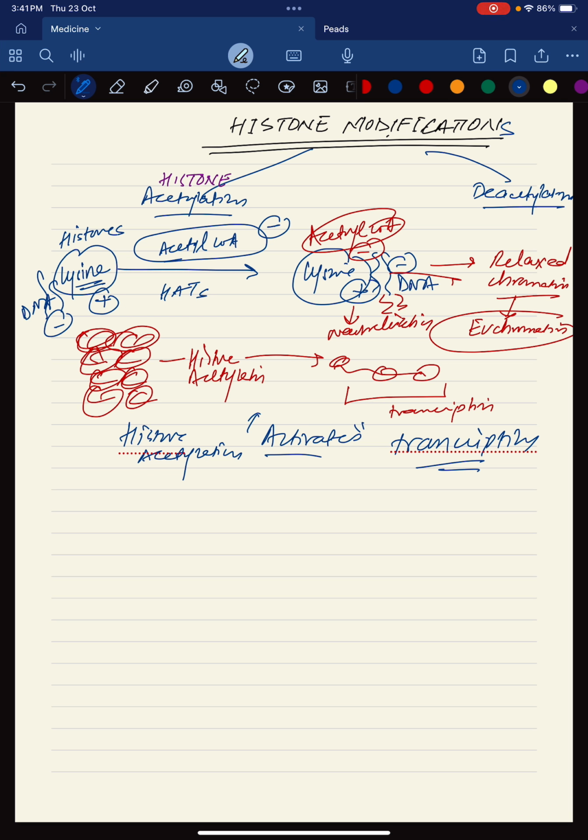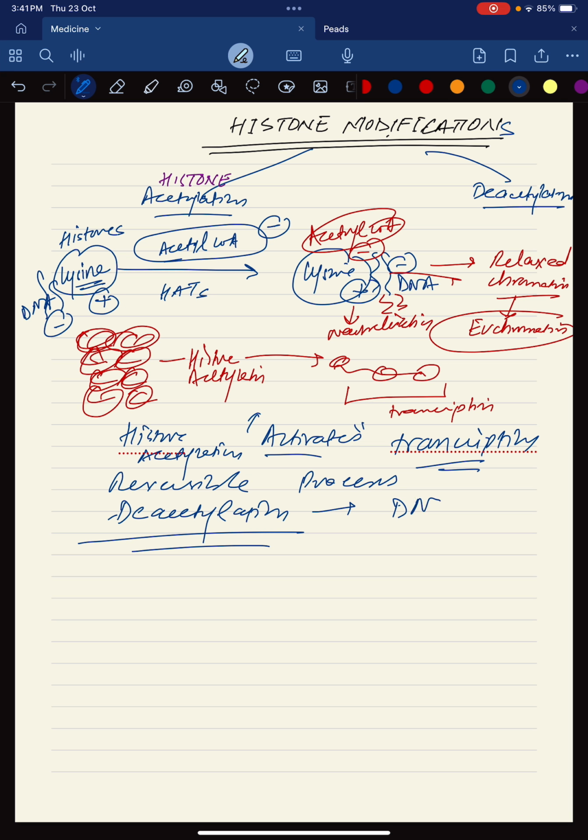right, when needed. Why am I saying when needed? Because it's a reversible process. When not needed, it can undergo deacetylation, meaning removal of that same acetyl group via the deacetylase to make the DNA more condensed again, or to turn the euchromatin back to heterochromatin. Right, simply as that. This is more of a detail of the process of what is going on.